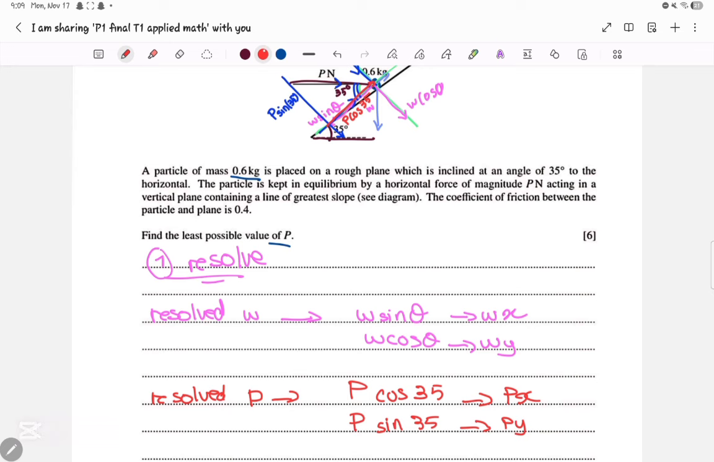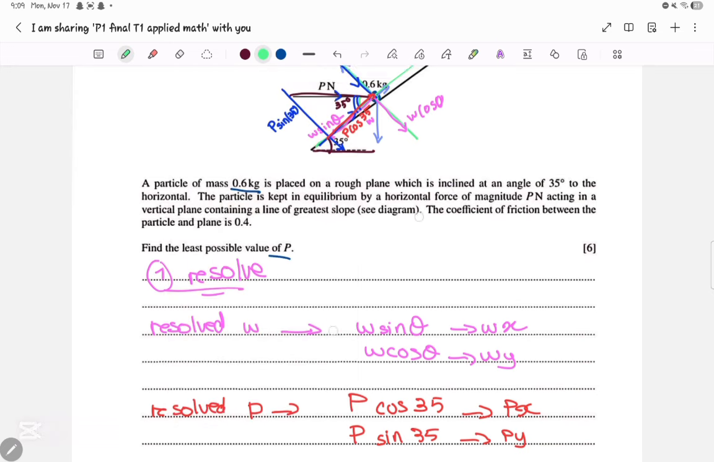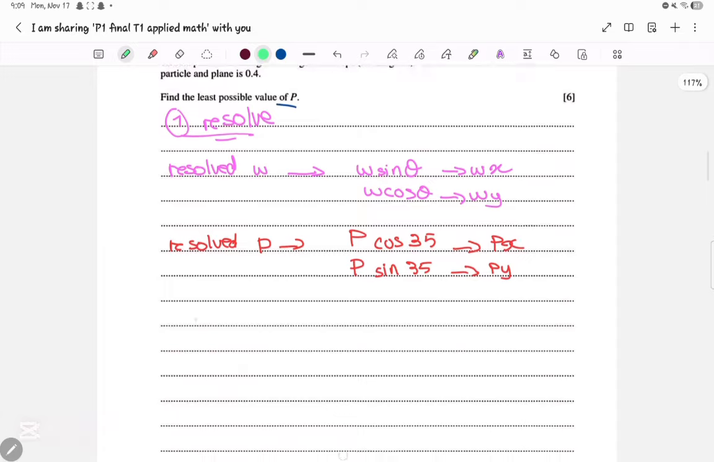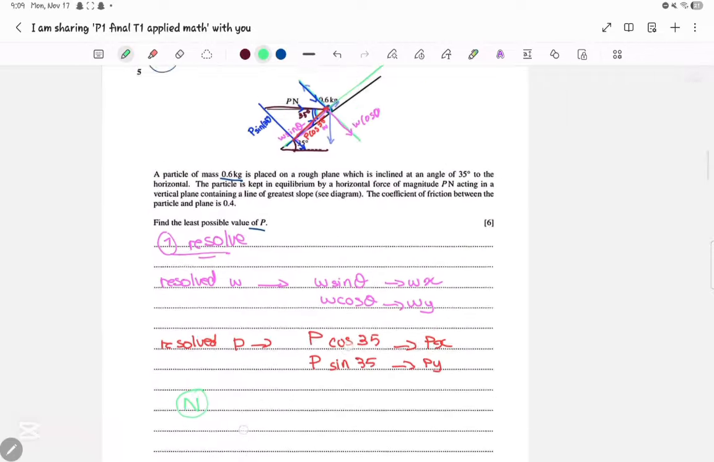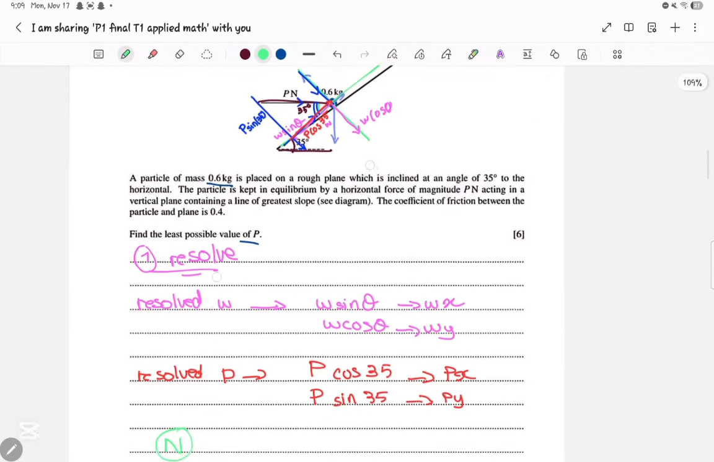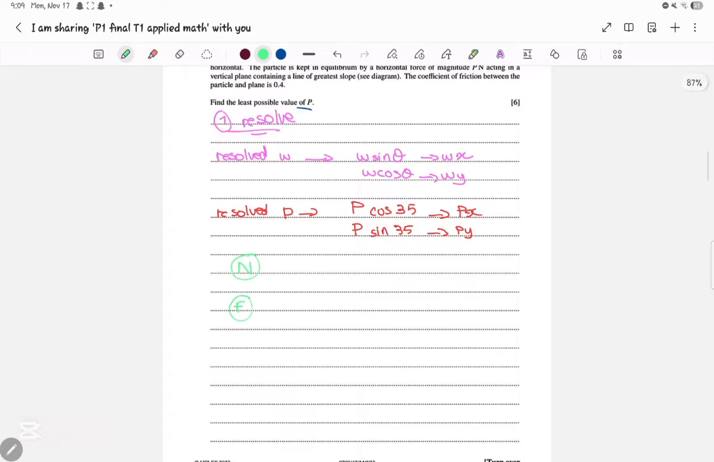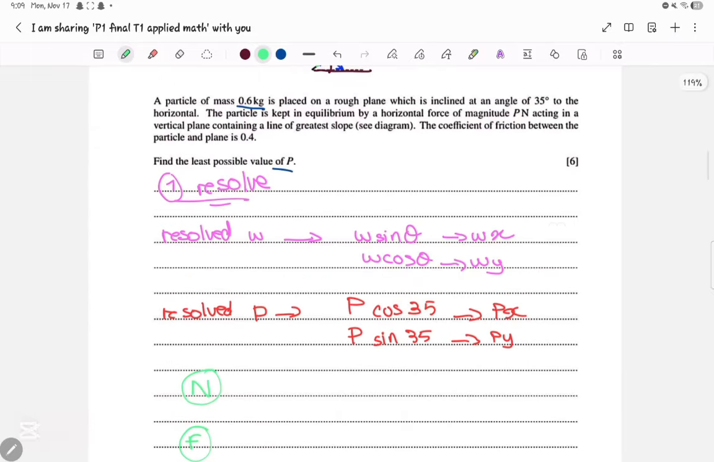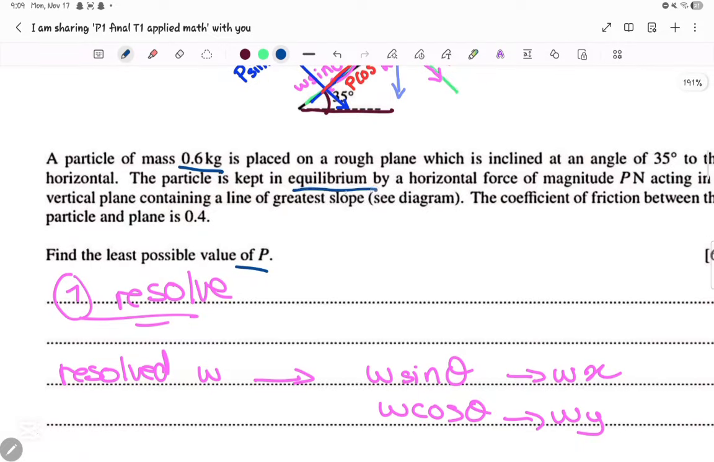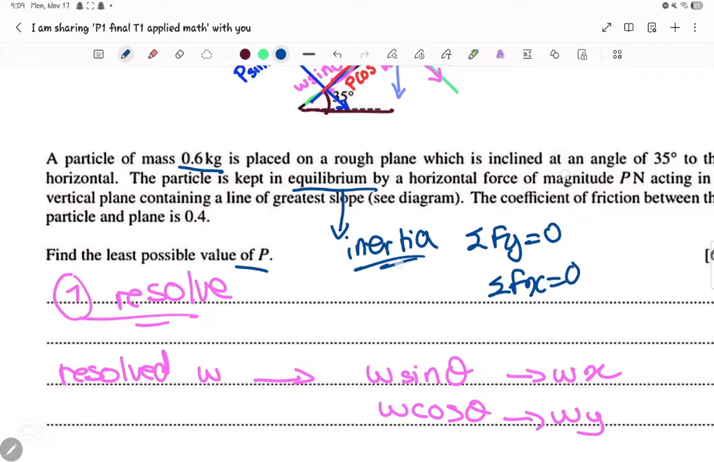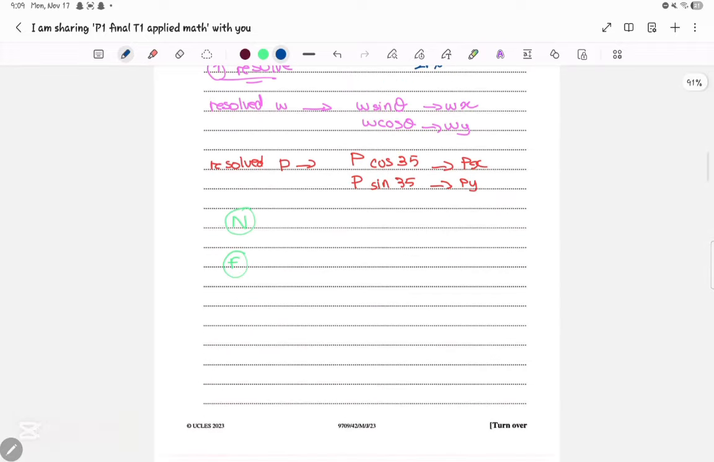Now, what do I need to keep constant? I need to keep constant the forces that were already on the x and y axes, which were the normal force and my frictional force F. Perfect. Now, what do I know? I know that it is kept in equilibrium. When you see equilibrium, that means sigma Fy is equal to 0, and sigma Fx is equal to 0. So I can say now, sigma Fy equals 0, sigma Fx equals 0.